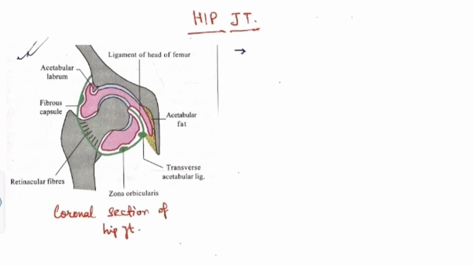Okay, so some basic points about the hip joint which you must write. Multi-axial, you have to mention. Ball and socket. Synovial joint.